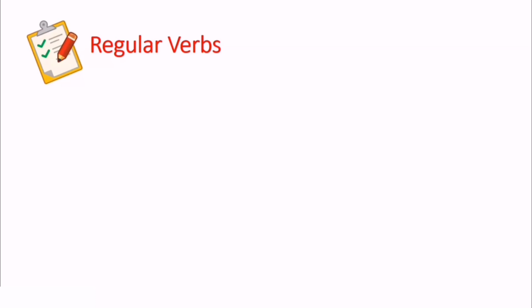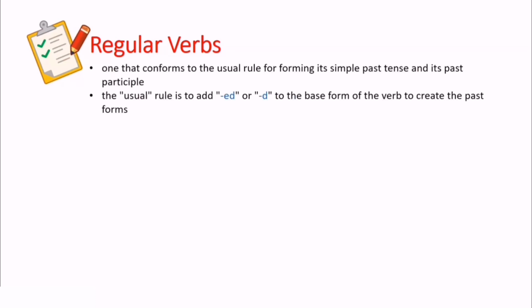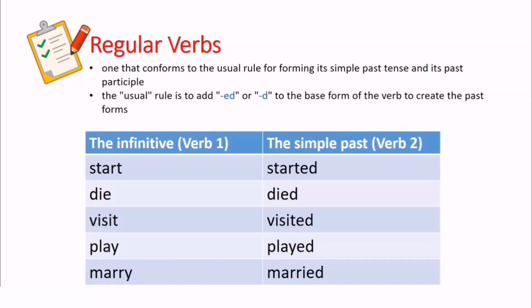A regular verb is one that conforms to the usual rule for forming its simple past tense and its past participle. In English, the usual rule is to add ed or d to the base form of the verb to create the past forms. These are some examples. Start, started. Die, died. Visit, visited. Play, played. Marry, married.